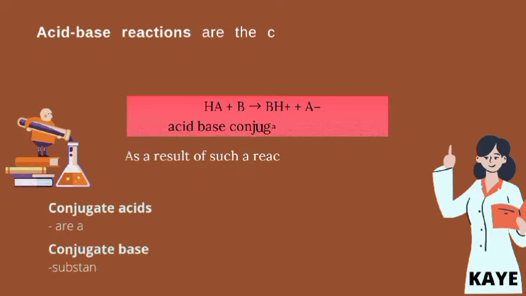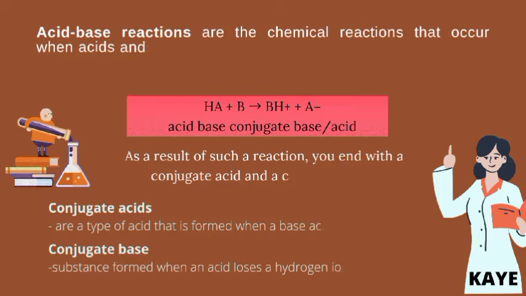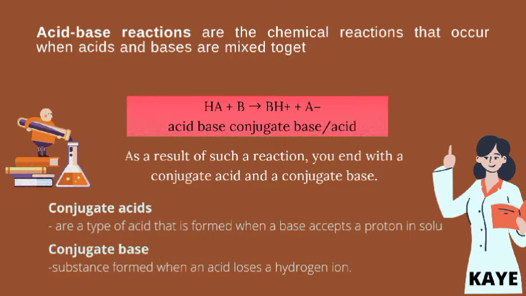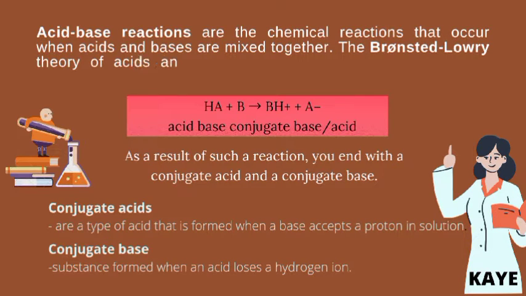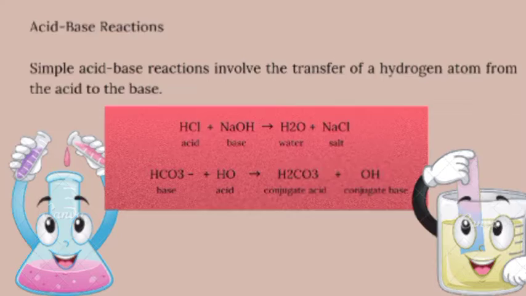Acid-base reactions are the chemical reactions that occur when acids and bases are mixed together. The Bronsted-Lowry theory of acids and bases discusses them in terms of the exchange of hydrogen ions. Take a look at the illustration. As a result of such a reaction, you end up with a conjugate acid and a conjugate base. Simple acid-base reactions involve the transfer of a hydrogen atom from the acid to the base.